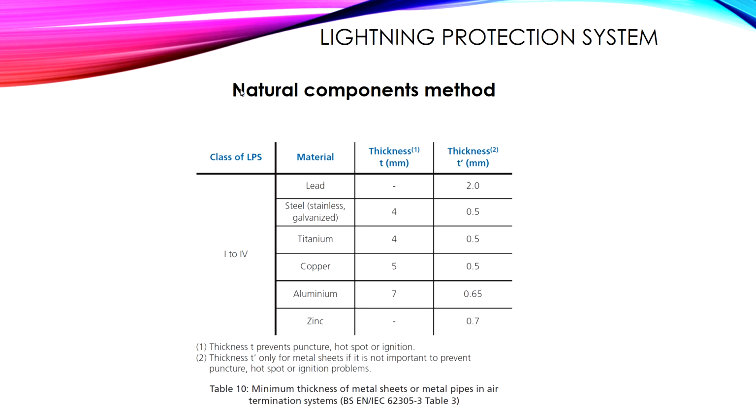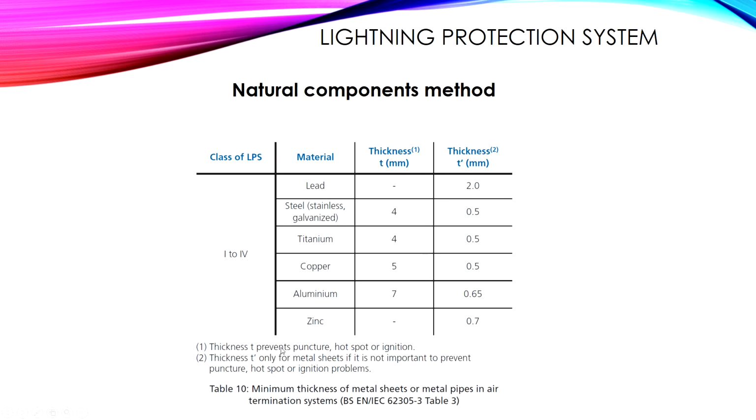And instead of using rods or mesh or whatever, we can use the natural components inside the building, or on the roof of the building, such as metallic structure or pipes, in order to capture the lightning strikes and go down to the earthing system. So you can see that we have thickness T number 1 and then T number 2. If it is, for example, steel, then we need 4 millimeter and 0.5 millimeter. What's the difference between them?